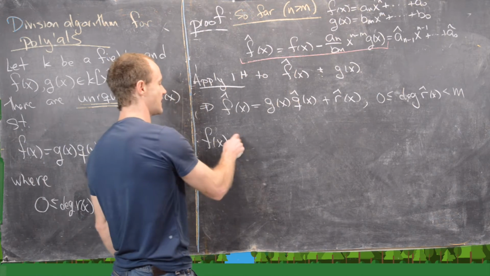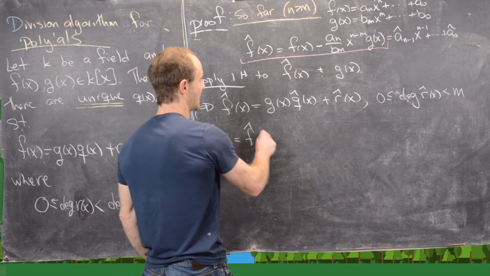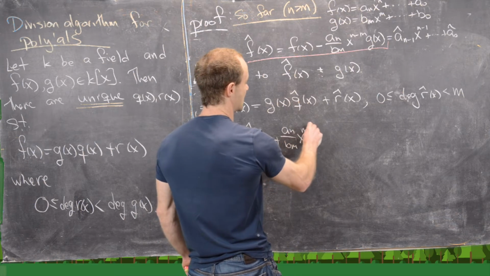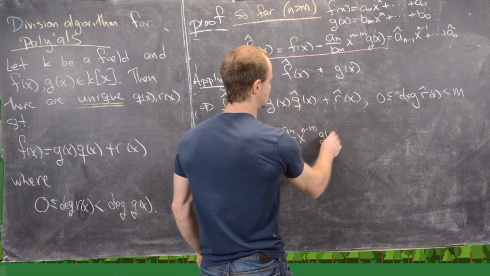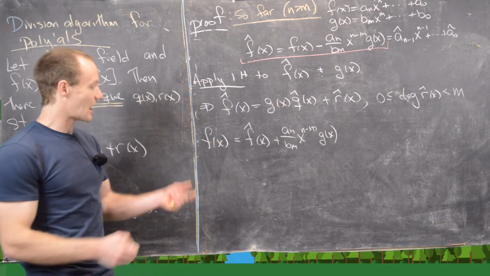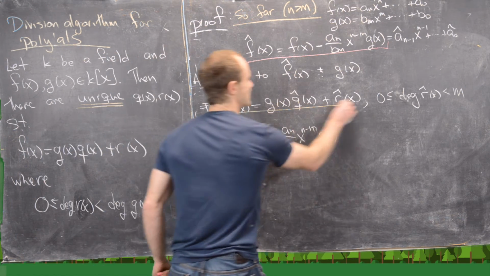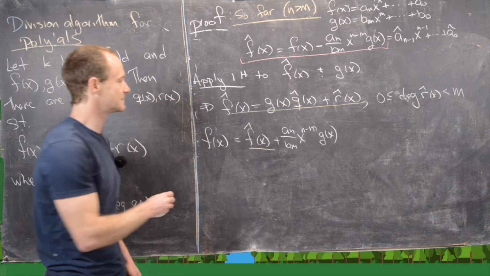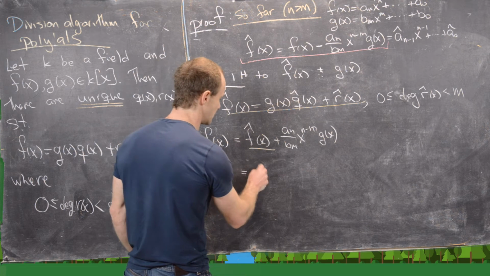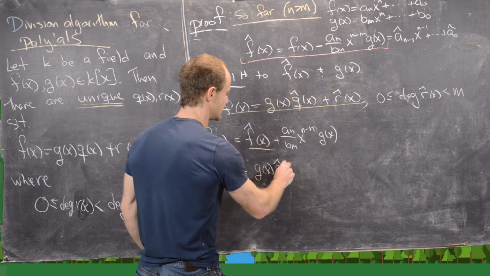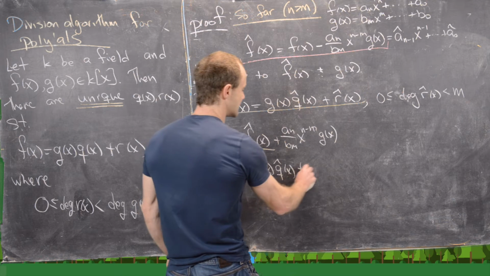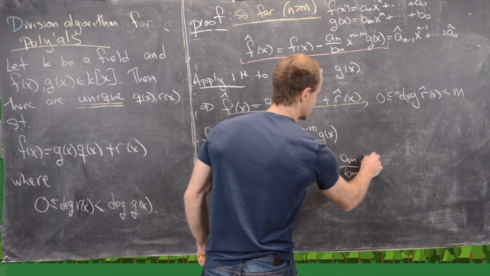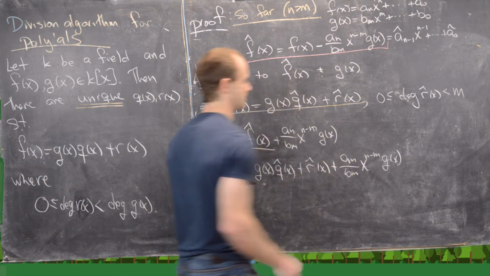So that means we've got f of x equals f hat of x, plus a sub n over b sub m x to the n minus m times g of x. Okay, now we're going to insert this application of the division algorithm into this equation for f hat of x. So let's see what we get for that. This is going to be equal to g of x times q hat of x plus r hat of x plus a sub n over b sub m x to the n minus m g of x.